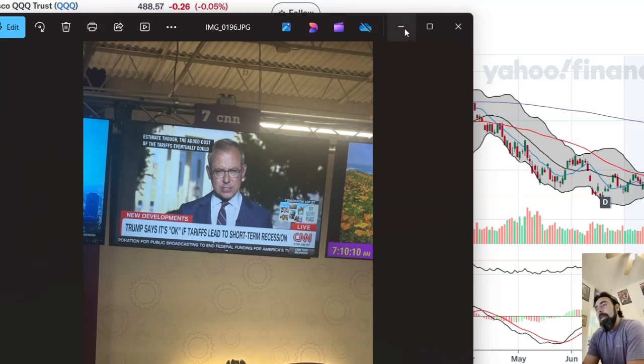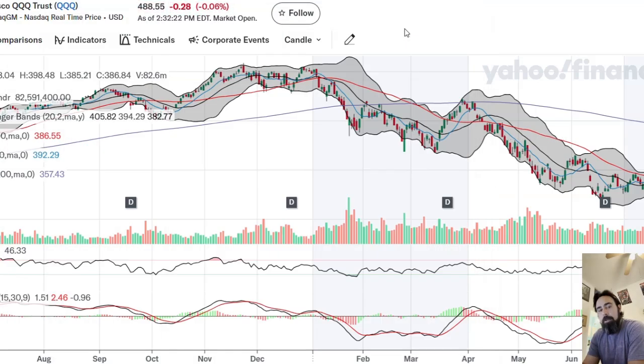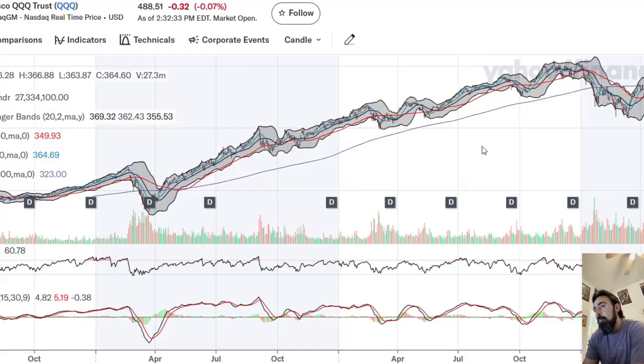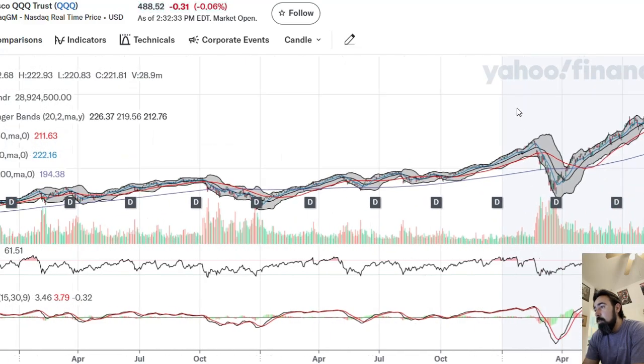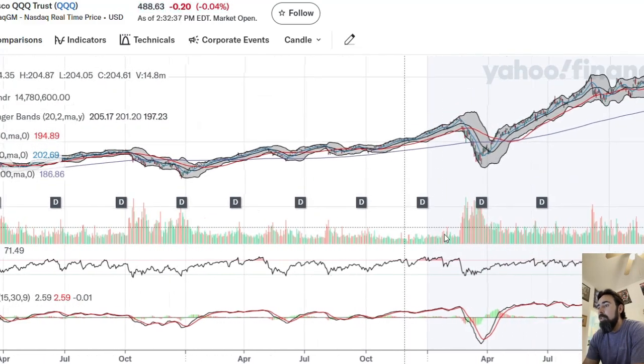And I kind of agree with him. I don't mind if we go back down, but right here at the 200 moving average, it's a pivotal point. And let's check out another example when we've dipped under the 200. So this one, I believe this was the COVID one, 2020.